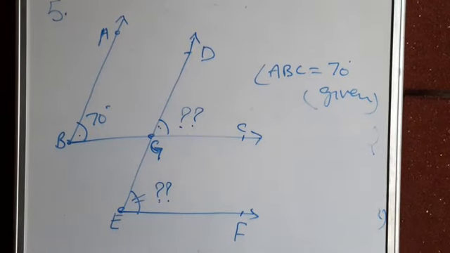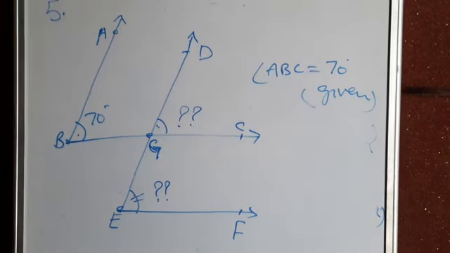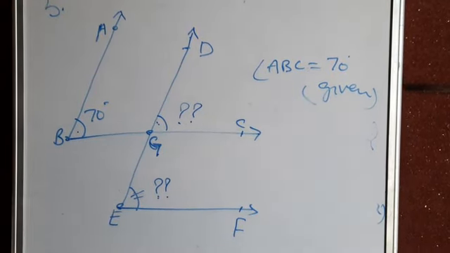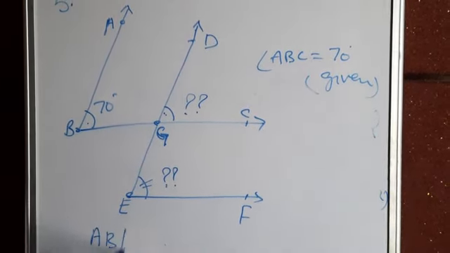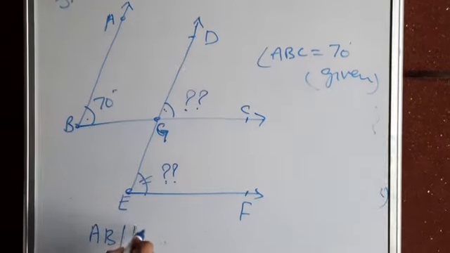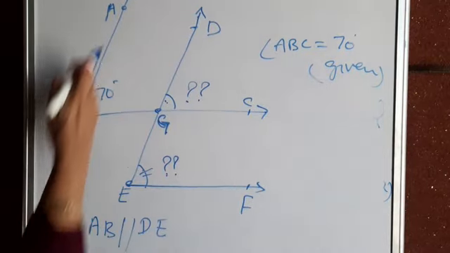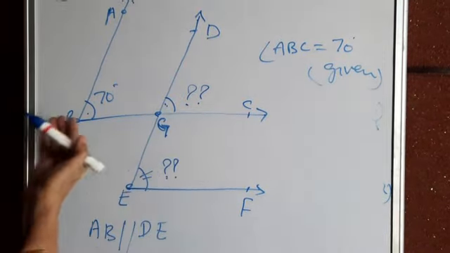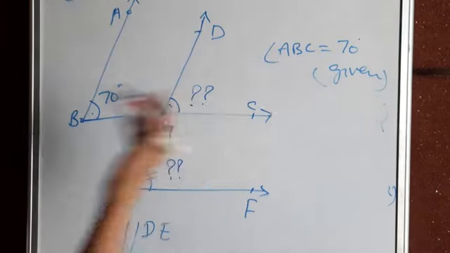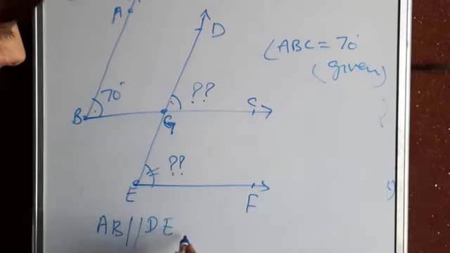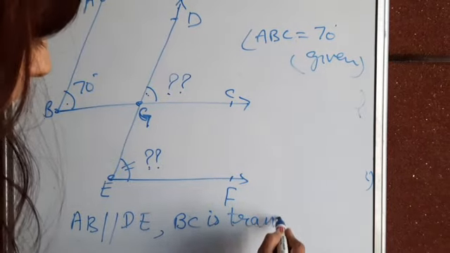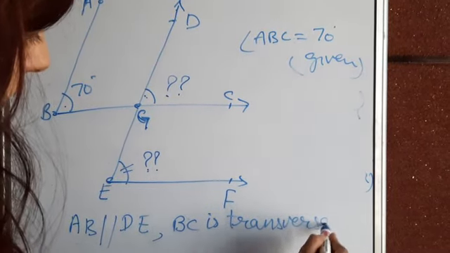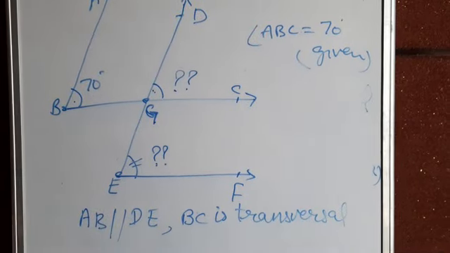So what is the solution? First of all, you have to draw the figure using pencil and scale neatly, and then write down, first of all, AB parallel to DE. When these two lines are parallel, BC will act as the transversal. It is compulsory to write which two lines are parallel and which is the transversal.